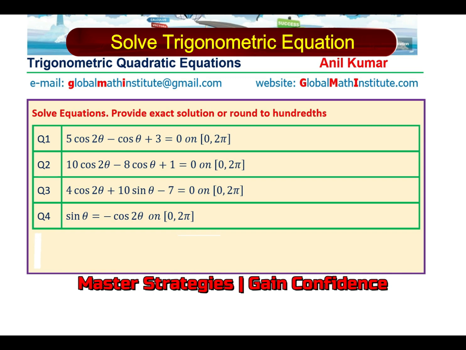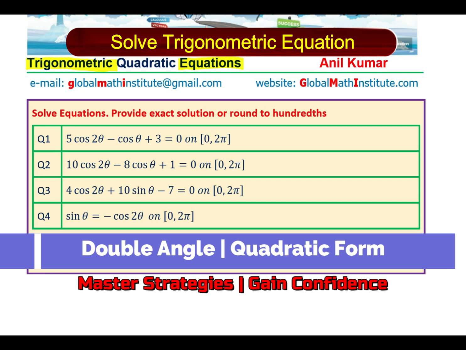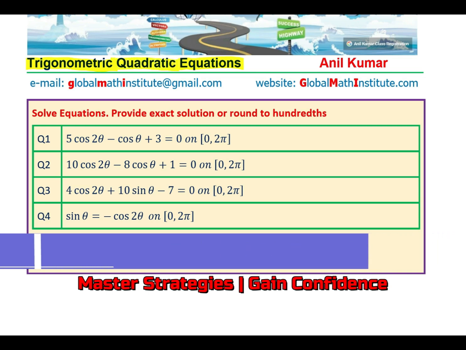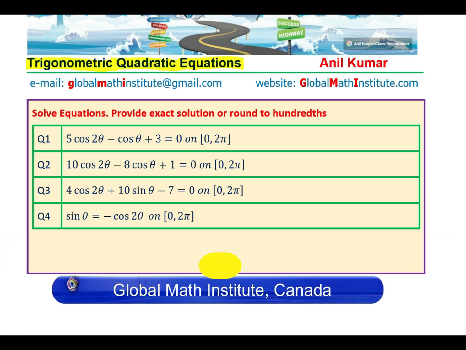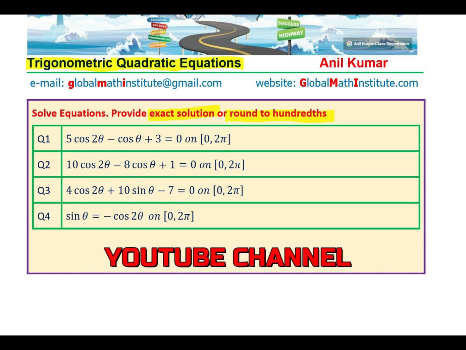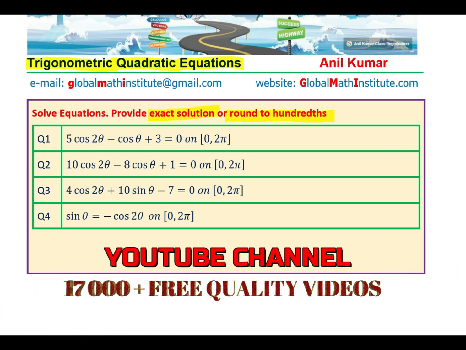Let us now master the strategies of solving trigonometric equations. We have a few equations here, 4 of them, involving double angle. Now, when you simplify these equations, they turn out to be quadratic equations. And based on that, the question here is: solve the equations, provide the exact solution, or round to the hundredths, since you might have to use the quadratic formula and get a decimal value. Great. So make a note of these 4 important questions from a test point of view. We'll take them one by one.